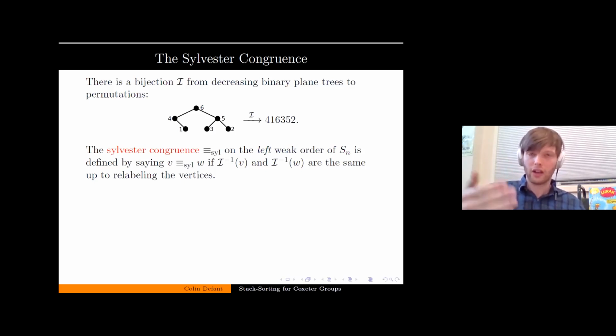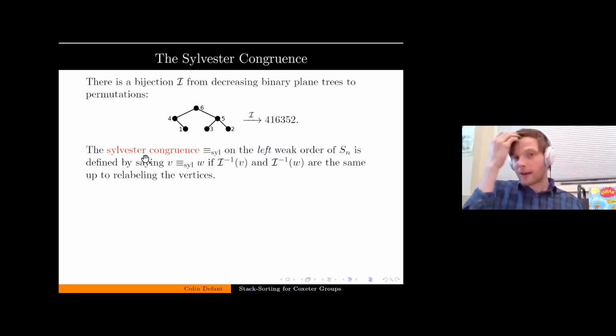Okay, so the Sylvester congruence on the left weak order of Sn is actually a lattice congruence. It's actually an essential lattice congruence on the left weak order of Sn. And it's defined by saying that two permutations are equivalent if their corresponding decreasing binary plane trees have the same shape, which is just saying that they're pretty much the same tree up to relabeling the vertices. But the underlying shapes of the trees have to be the same. Okay.